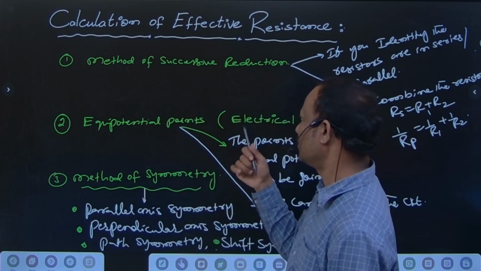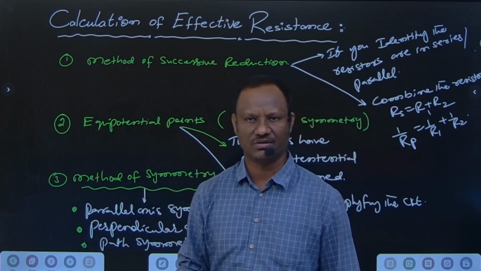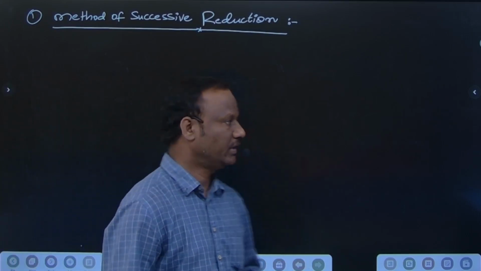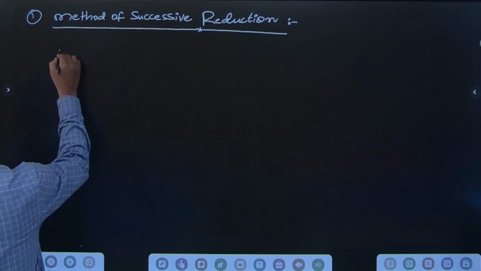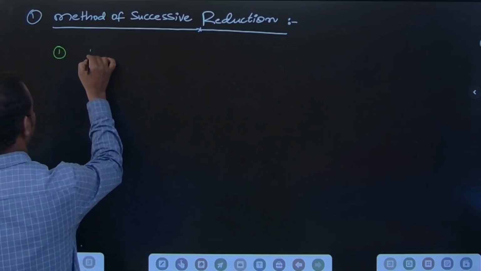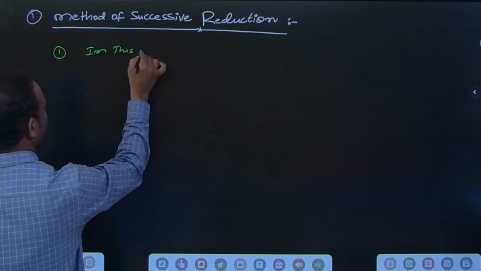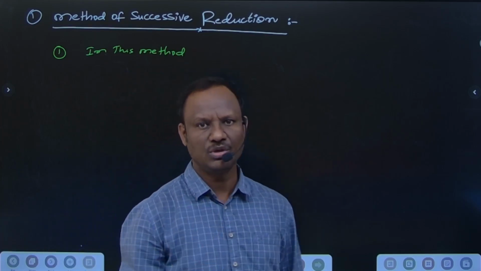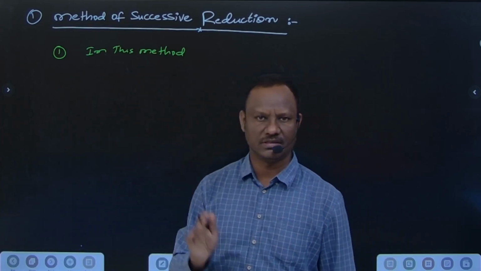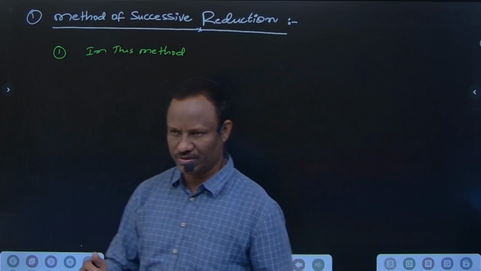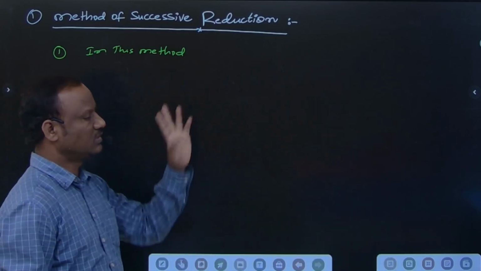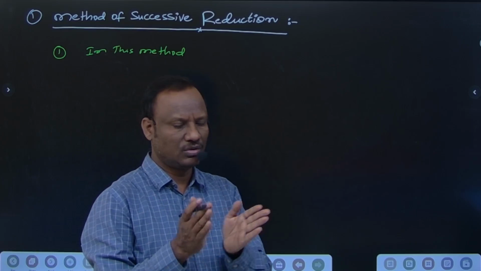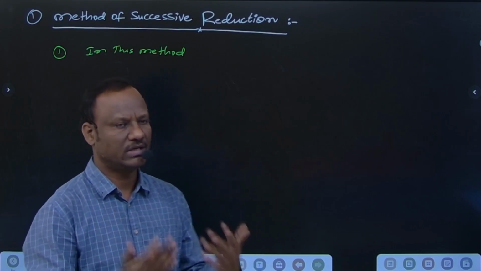The first one is the method of successive reduction, with an example. The successive reduction is the first method we should know about. In this method, if you are able to identify that the resistors are connected in series or parallel, then by using the related formula we can simplify the circuit. Resistors are combined one by one to get the equivalent resistance.